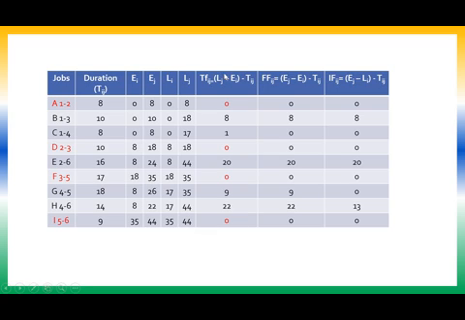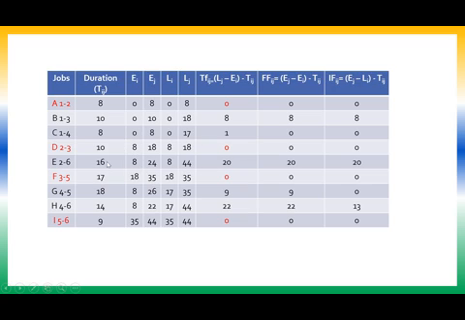Now calculate the total floats. Total float is Lj minus Ei minus Tij. 8 minus 0 minus 8, 0. 18 minus 0 minus 10, 8. 17 minus 0 minus 8, 1. 18 minus 8 minus 10, 0.